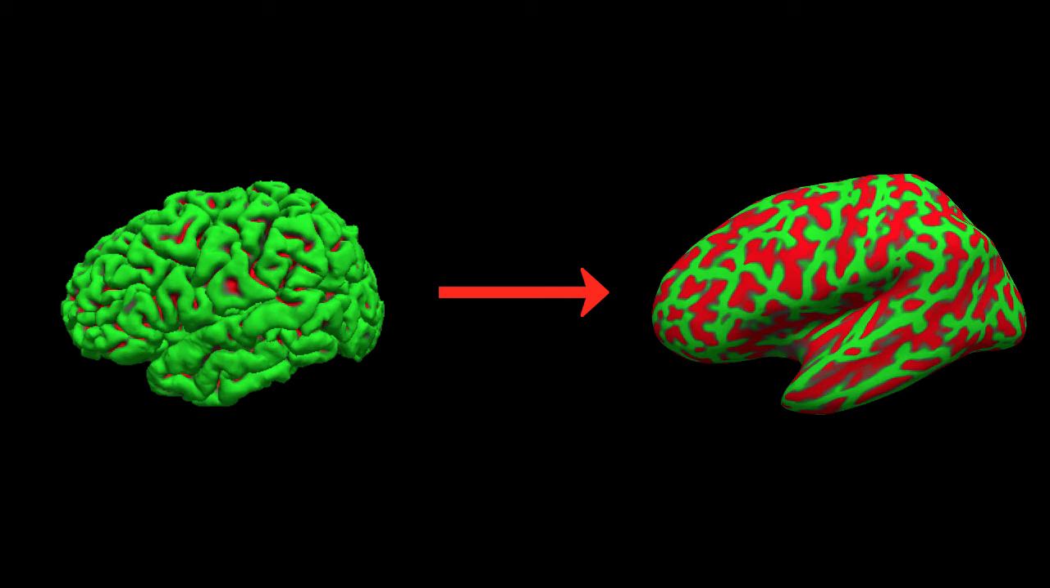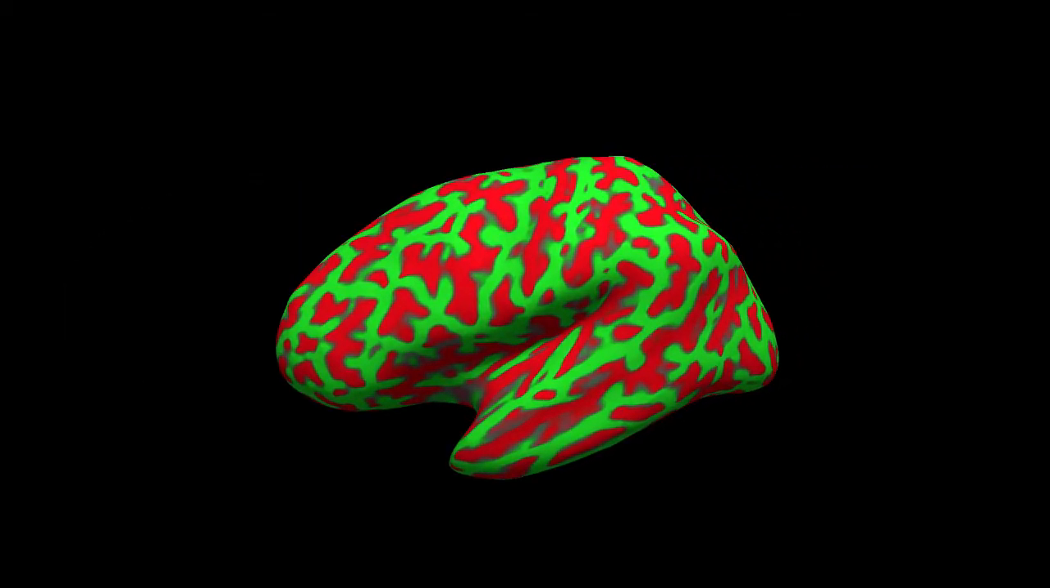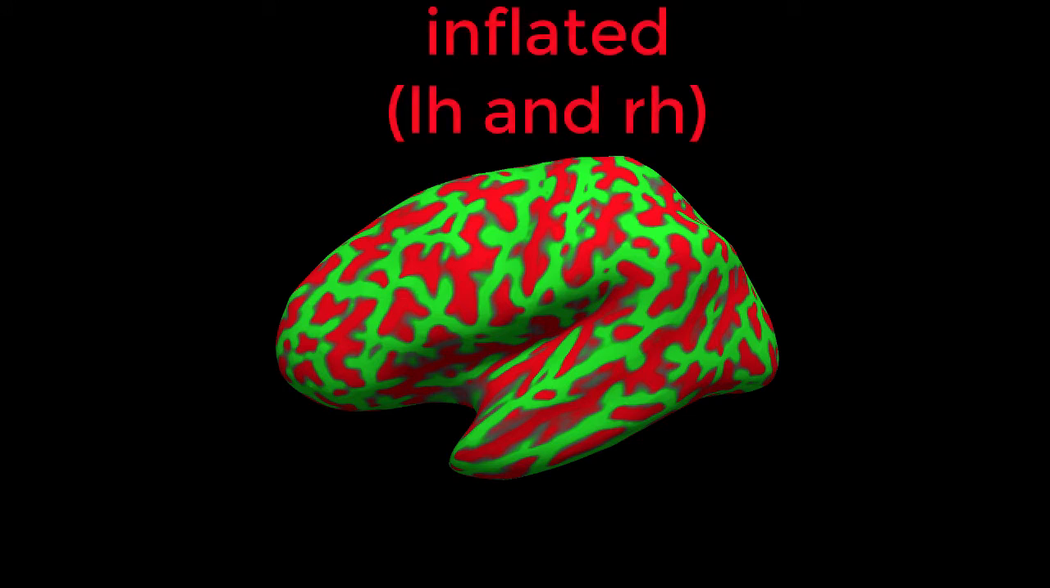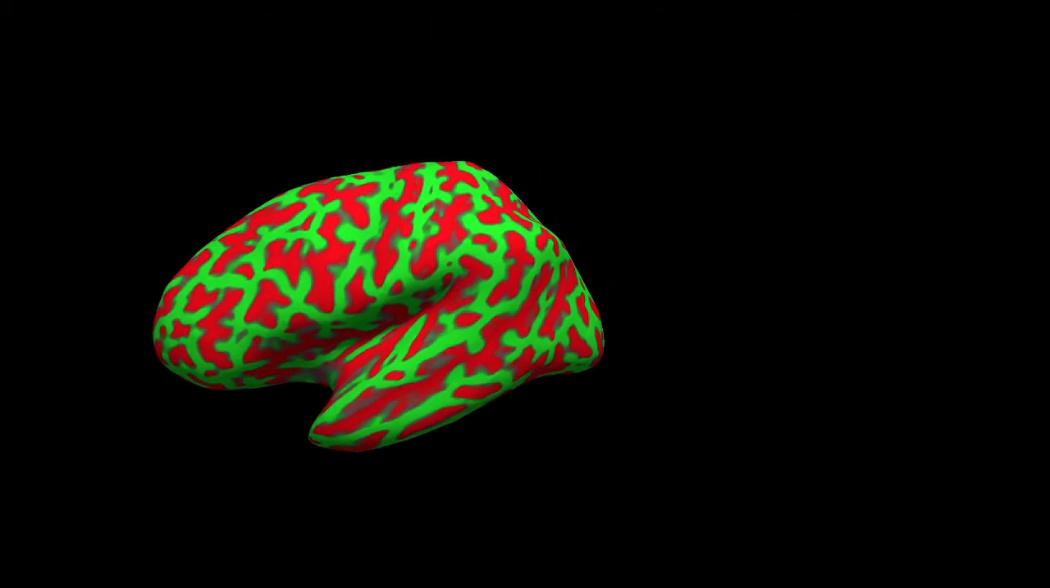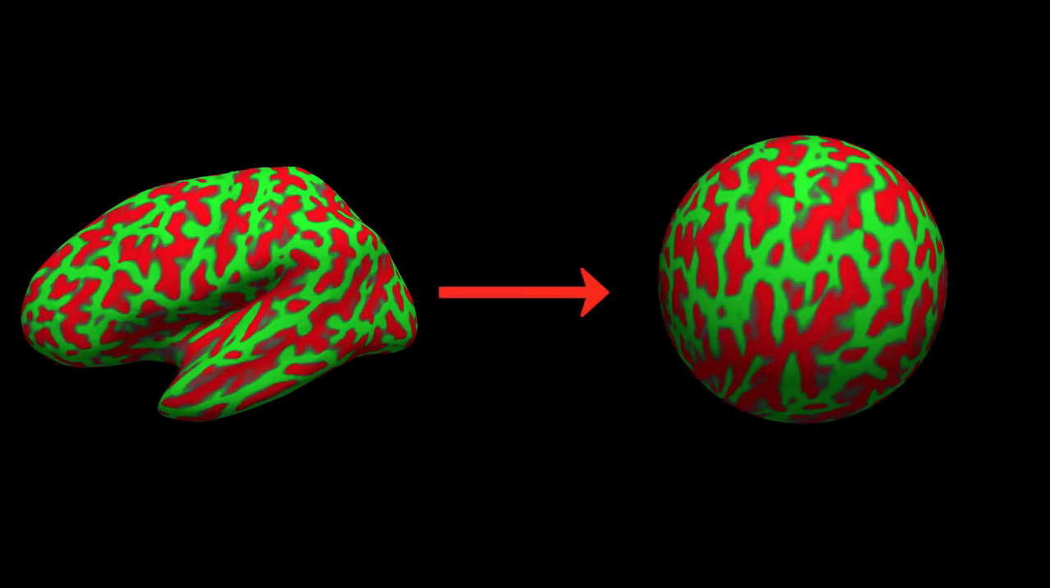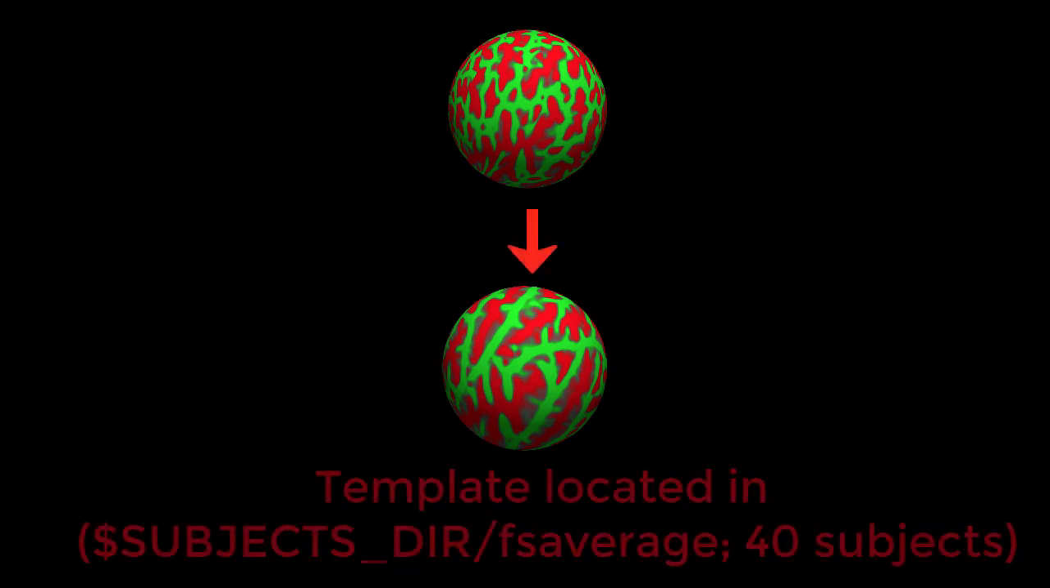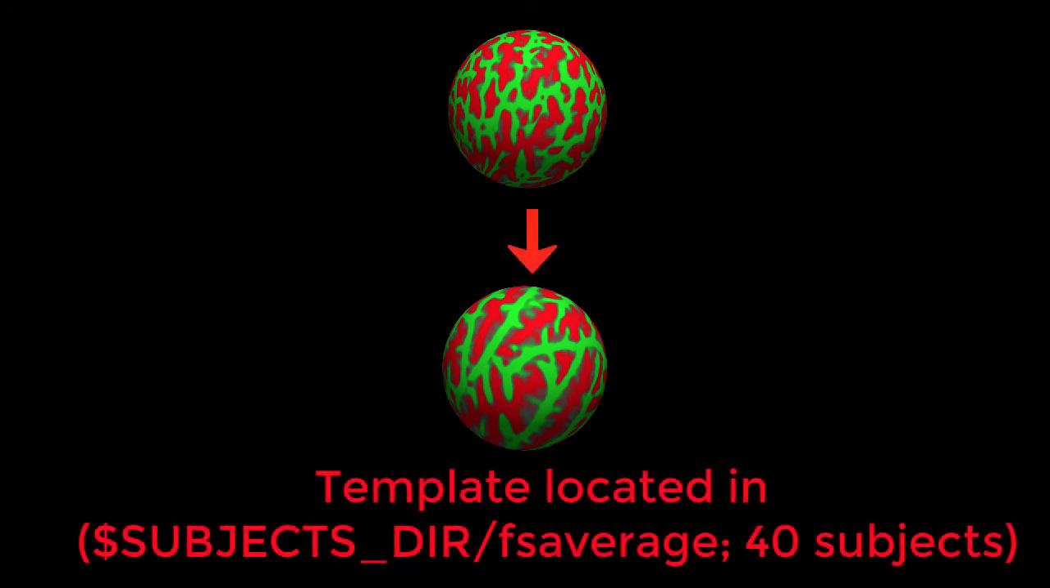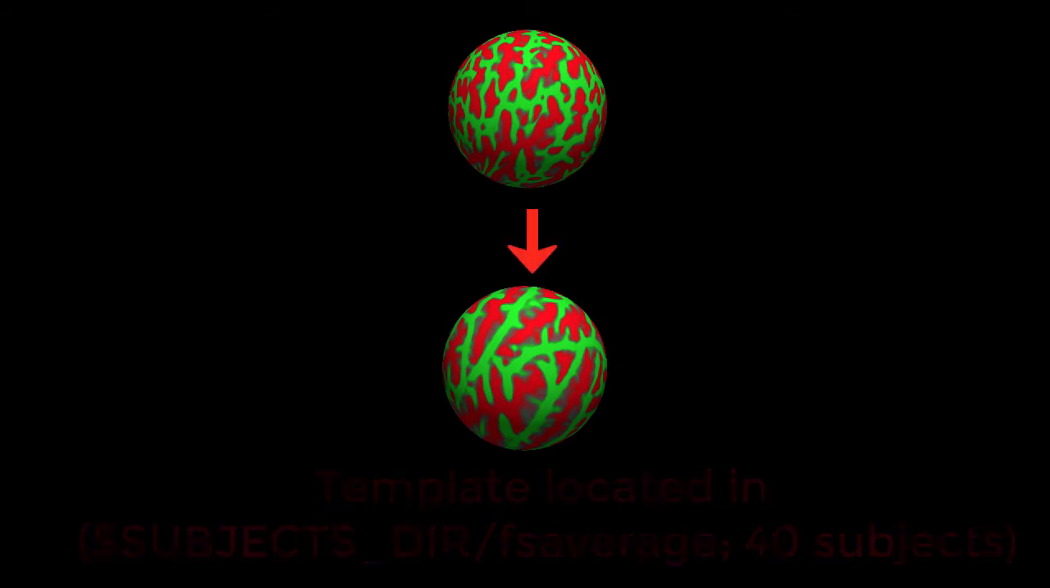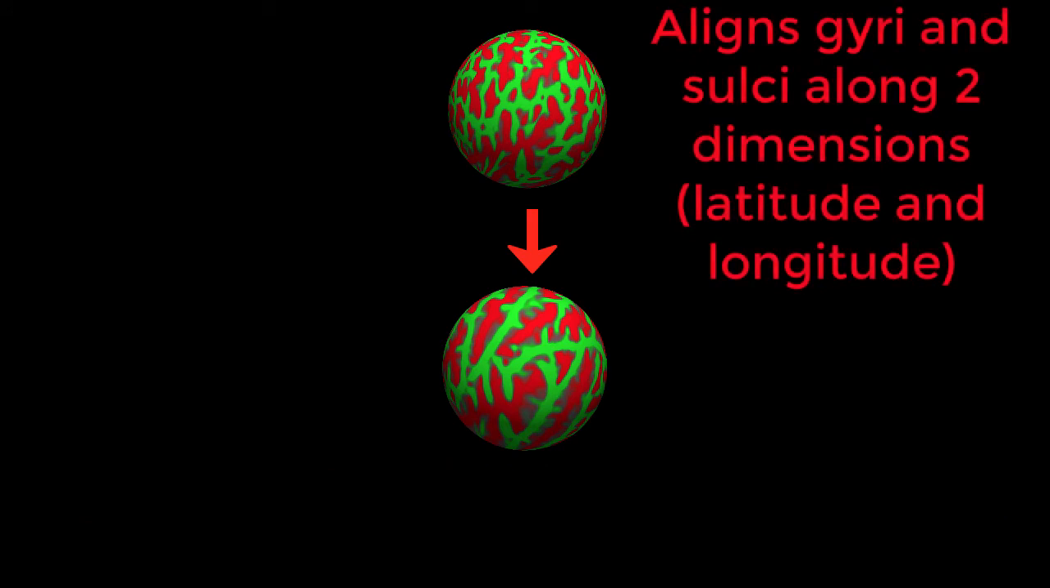These surfaces are then inflated like a balloon. These inflated images, one per hemisphere, are stored in the file called inflated. These images can be inflated even further into a sphere. The sphere is then registered to a template sphere in FreeSurfer's template directory, fsaverage, an average of 40 subjects. This surface-based registration allows for more accurate alignment between the major gyral and sulcal landmarks.